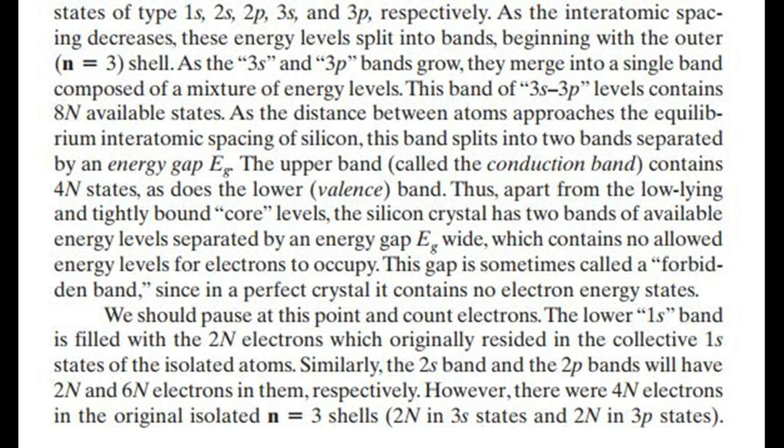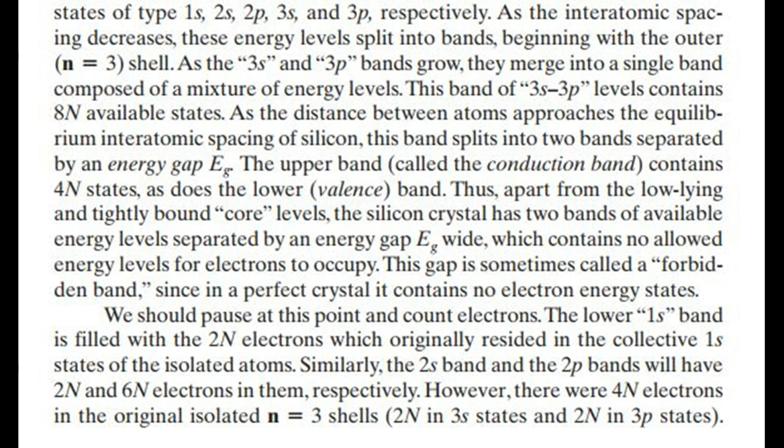As the distance between atoms approaches the equilibrium interatomic spacing of silicon, this band splits into two bands separated by an energy gap Eg. The upper band, called the conduction band, contains 4n states, as does the lower, valence, band. Thus, apart from the low-lying and tightly bound core levels, the silicon crystal has two bands of available energy levels separated by an energy gap Eg wide, which contains no allowed energy levels for electrons to occupy. This gap is sometimes called a forbidden band, since in a perfect crystal it contains no electron energy states.